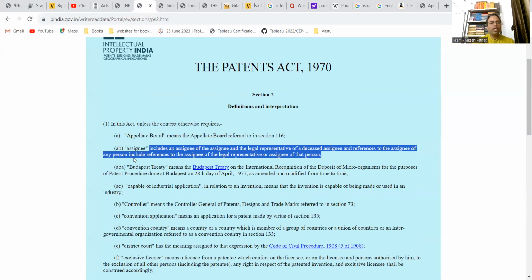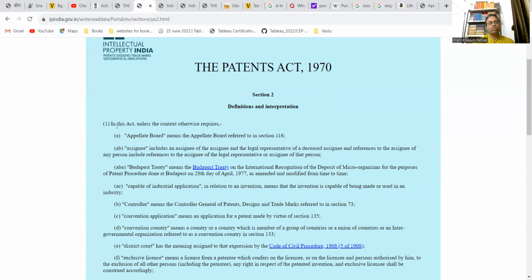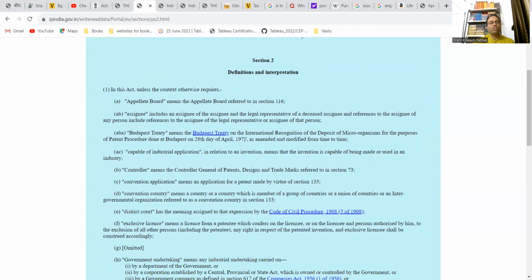Then ABA. So section 2, subsection 1, ABA, Budapest Treaty. Budapest Treaty means the international recognition of deposit of microorganisms for the purposes of patent procedure, done at Budapest on the 20th day of April 1977, and as amended and modified from time to time. It means there's a Budapest Treaty.